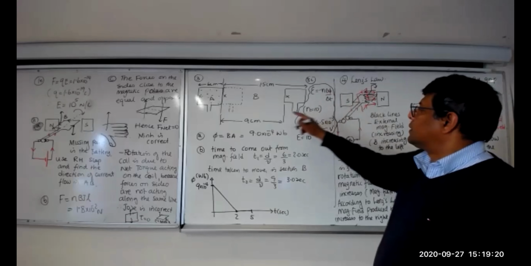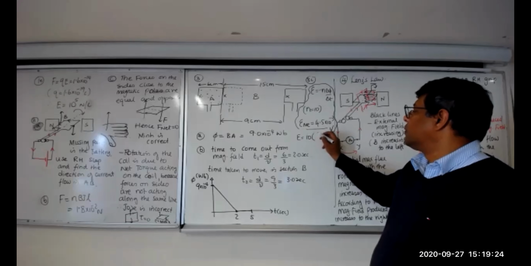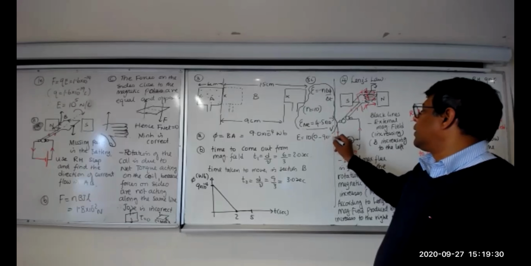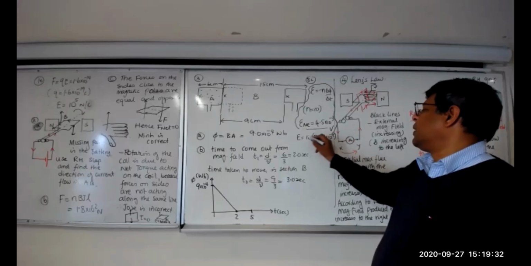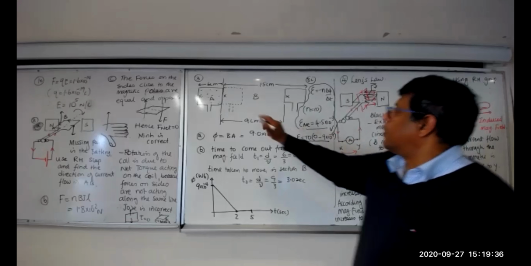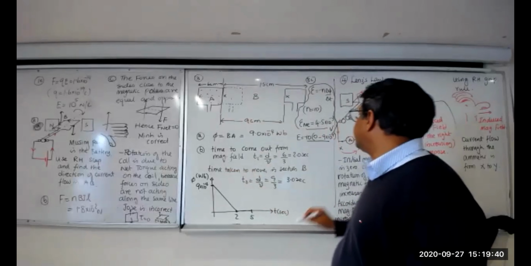And the flux is that, the final flux is 0, initial flux is that, 10 to the power negative 4. You can keep your negative signs, as they cancel. And the time it takes to come out from here to here, that's where the variation is happening, in 2 seconds.